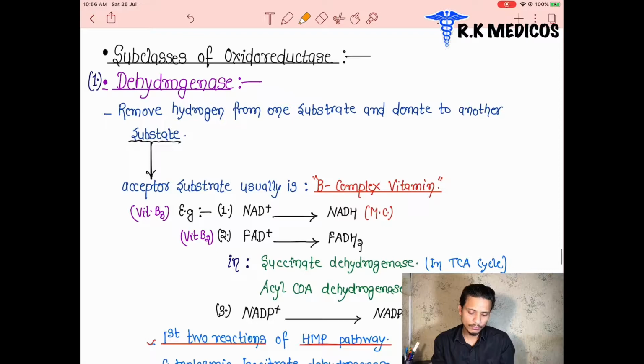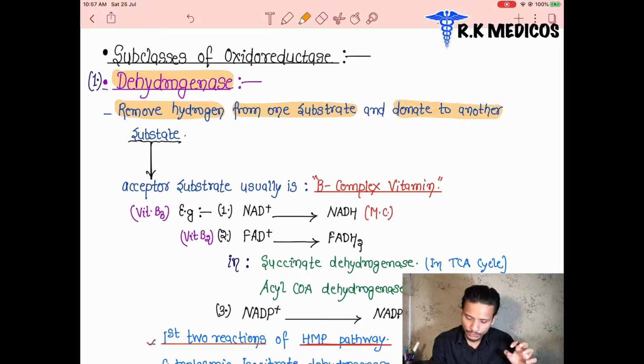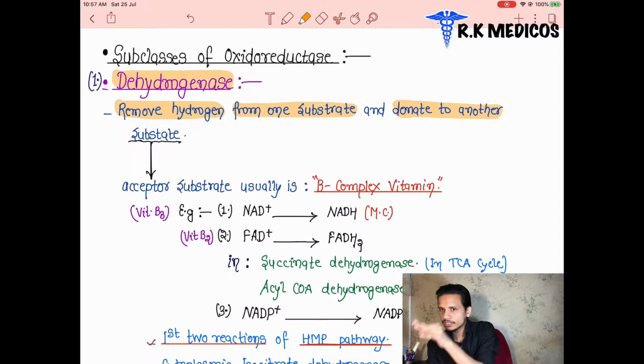Next we are going to see the first subclass of the oxidoreductase, which is dehydrogenase basically. And what does dehydrogenase mean? Dehydrogenase is basically the removal of hydrogen from one substrate and donating it to another substrate. It is the removal of hydrogen from some substrate and giving this hydrogen to another substrate, and the other substrate here is fixed.